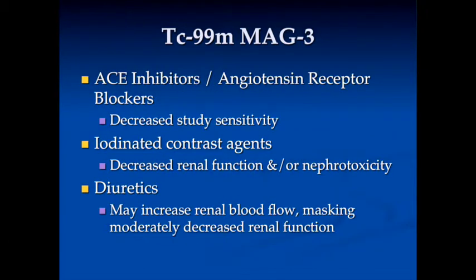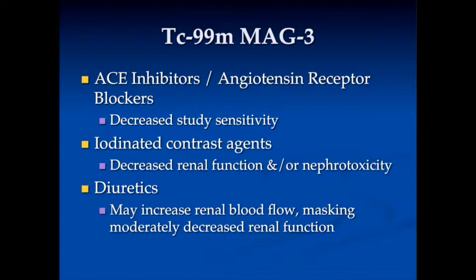As you know, we can do a captopril renal study. So in most of our cases, that we give you that to try to identify renovascular hypertension, but a lot of your patients are going to come in on these. ACE inhibitors and ARBs are not uncommon cardiac meds. And so if you've got somebody coming in for a renal study that has cardiac problems, they may be on ACE inhibitors. And basically, it does decrease the sensitivity of a study.